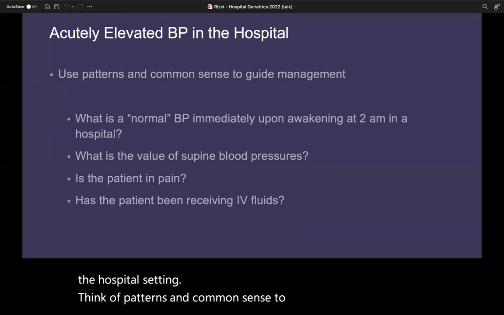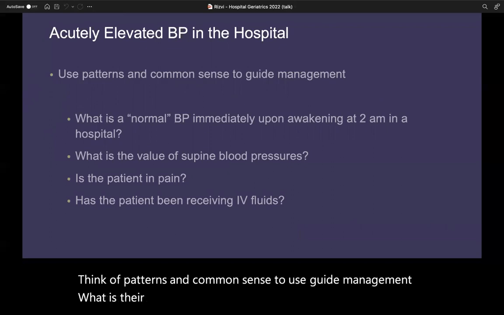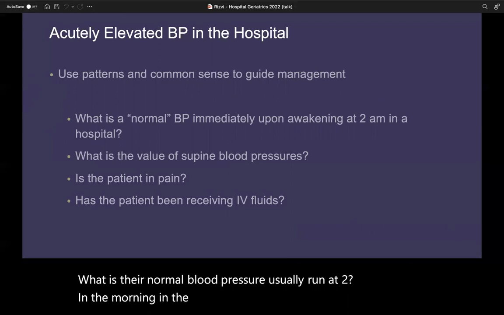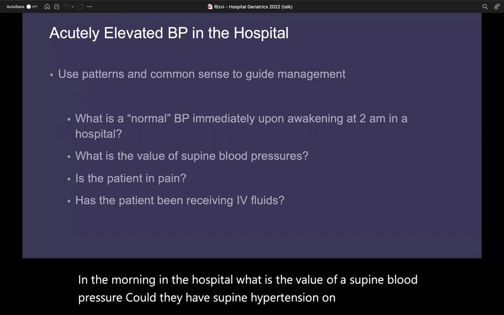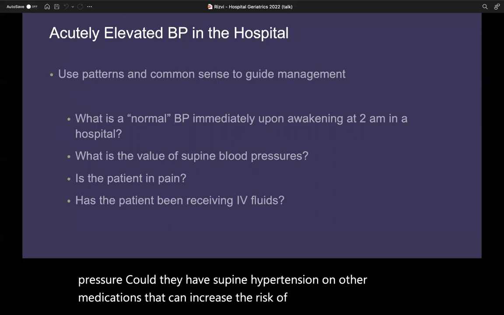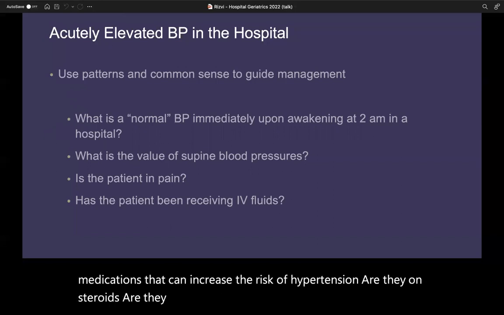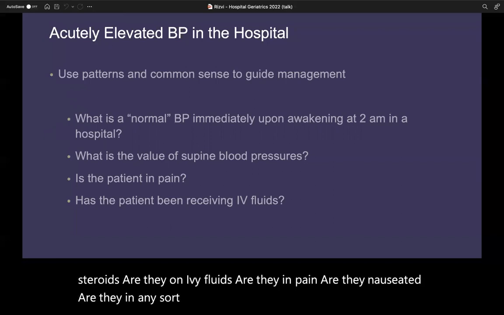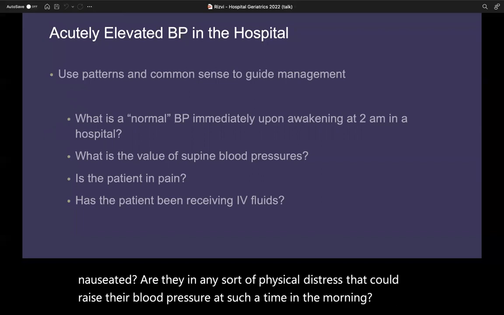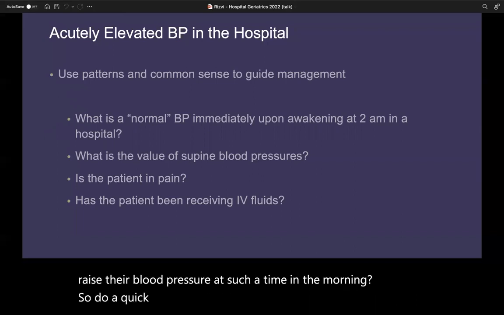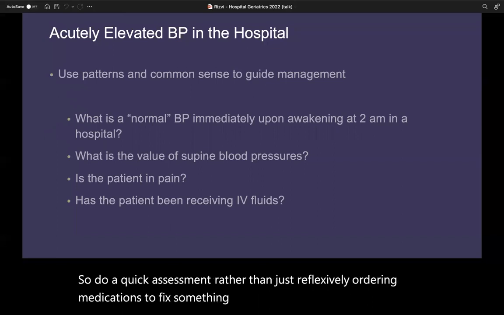What does their blood pressure normally run at 2 in the morning in the hospital? What is the value of a supine blood pressure? Could they have supine hypertension? Are they on other medications that can increase the risk of hypertension? Are they on steroids? Are they on IV fluids? Are they in pain? Are they nauseated? Are they in any sort of physical distress that could raise their blood pressure at such a time in the morning? So do a quick assessment rather than just reflexively ordering medications to fix something that does not need fixing in an asymptomatic patient.